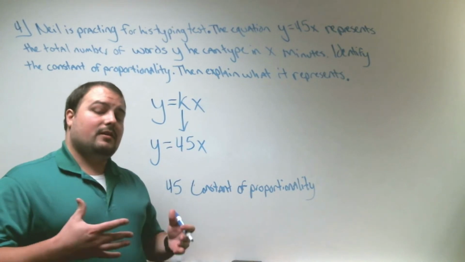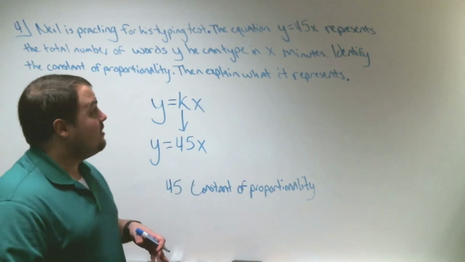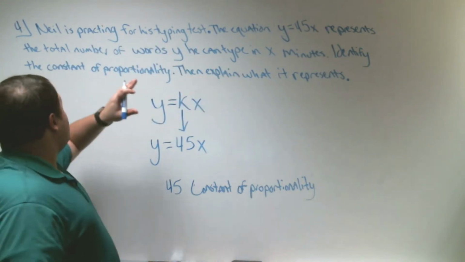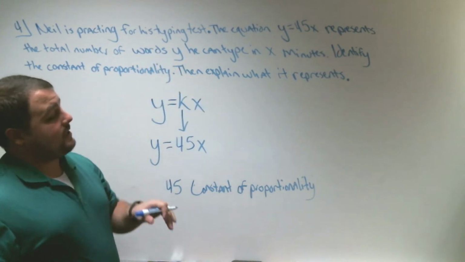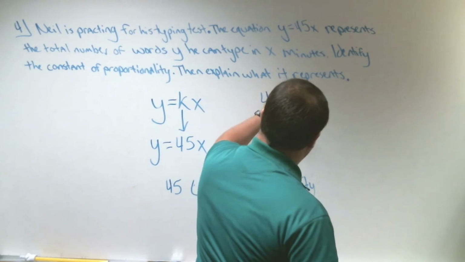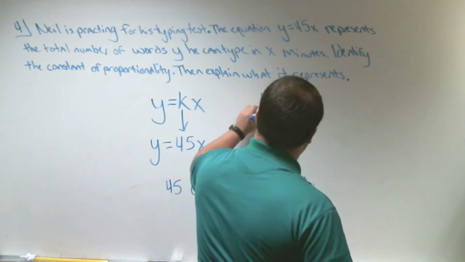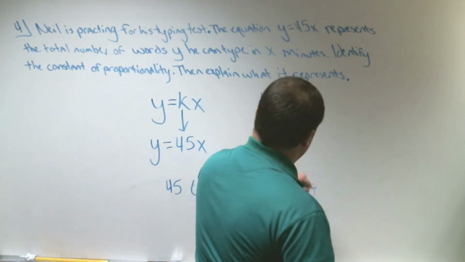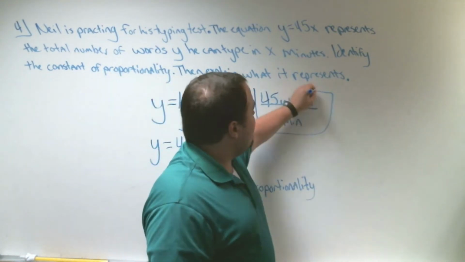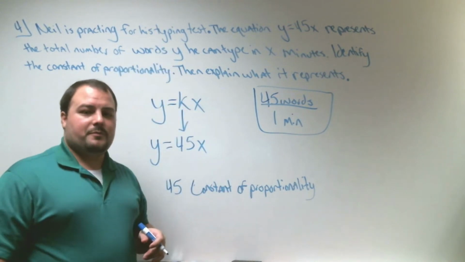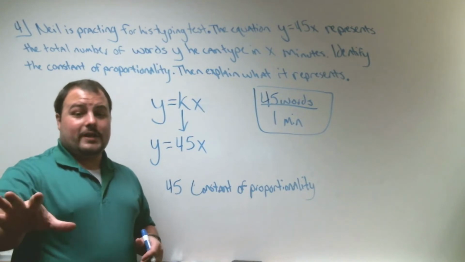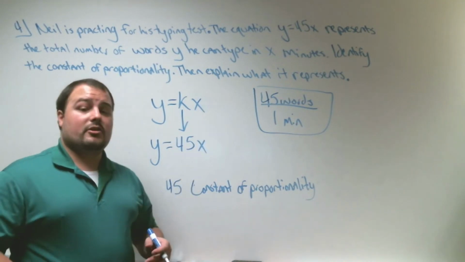Now we actually have to explain what 45 actually means. Well, he's practicing, and the equation y equals 45x represents the total number of words he can type in x minutes. So that must mean that he can type 45 words, because that's the y value, in 1 minute, because that's the x value. So our constant of proportionality tells us that Neil types 45 words per minute. And that's really it. That's all we have to do whenever we're looking at an equation. We find the constant of proportionality, and we tell each other what it means.